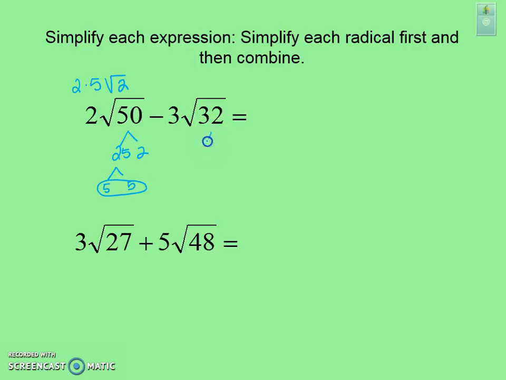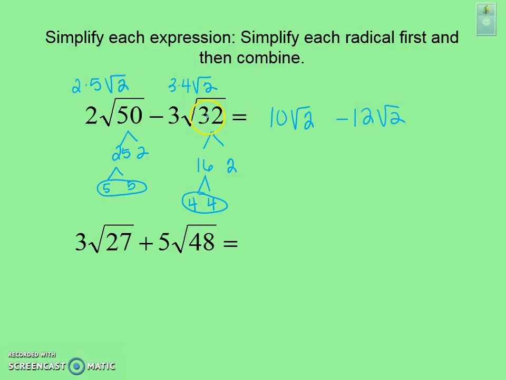Over here, we break down our 32. So we've got 16 and 2. 16 breaks down into 4 times 4. Here's my pair of 4s. That gets multiplied on the outside. So 3 times 4 square root of 2. So that simplifies to 10 radical 2 minus 12 radical 2.